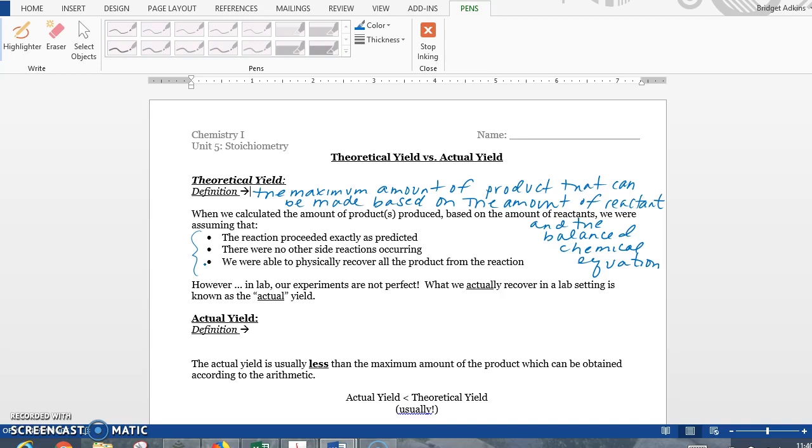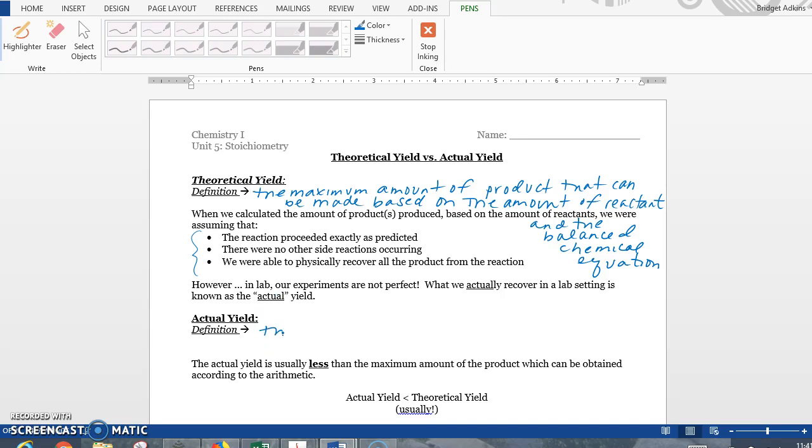You can lose some of your product. There can be side reactions that are going on. Or you may not have converted all the zinc in this particular example over to copper. So some of you saw that in your beakers the next day. You had zinc mixed in with your copper as well. So the actual yield is what you actually make in the lab.